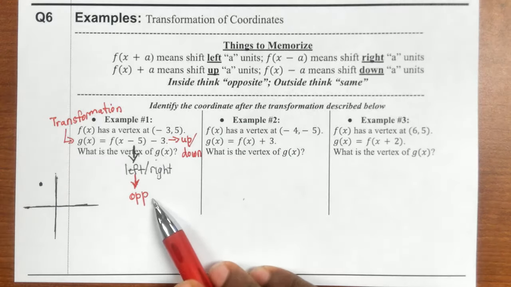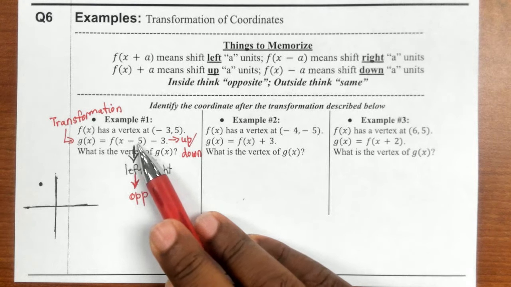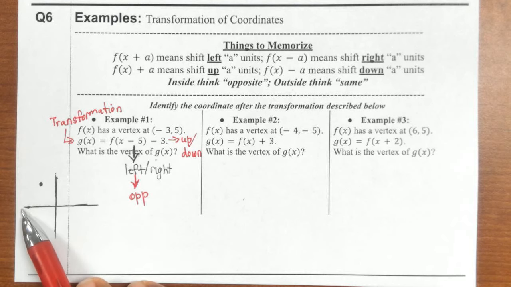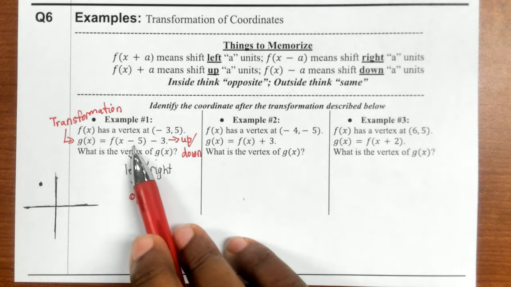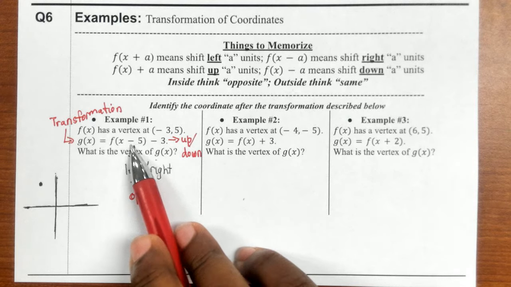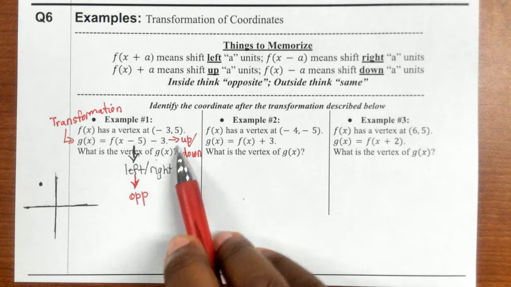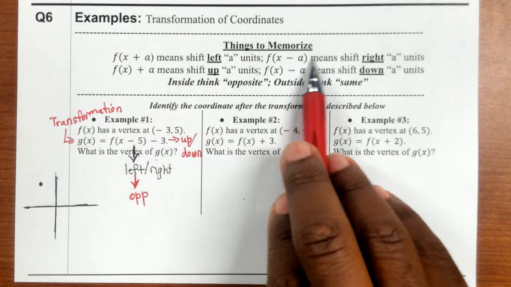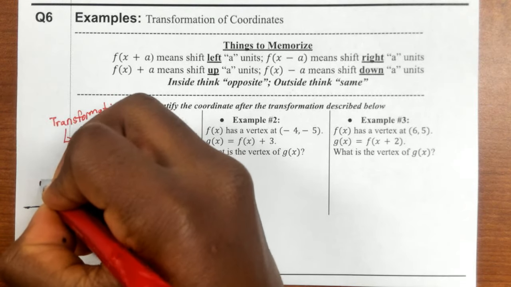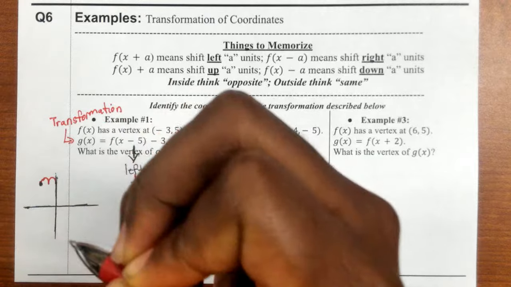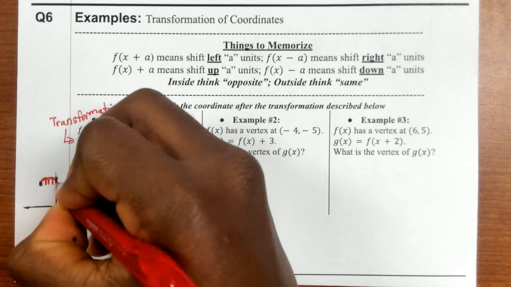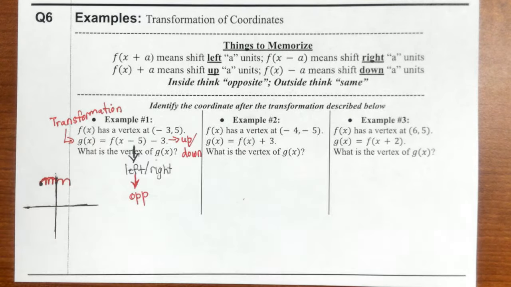So it's kind of like when you do vertex. When I look at this negative 5, normally that means I would be going to the negative side, which would be going to the left. However, because it's inside the parentheses, I have to do the opposite of that number. So instead of going to the left 5 times, I'm going to go to the right 5 times. That's why when you see a negative, it means you go to the right. So I'm going to go to the right, 1, 2, 3, 4, 5.